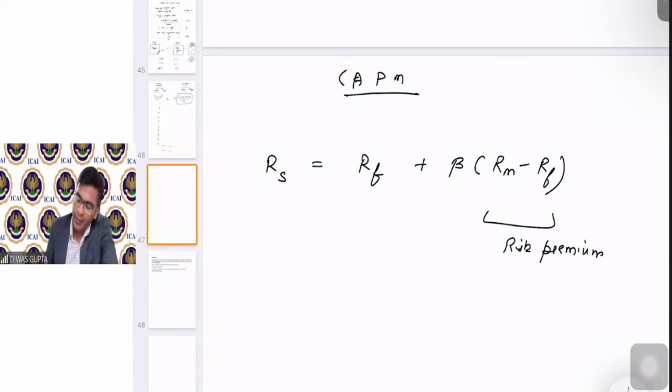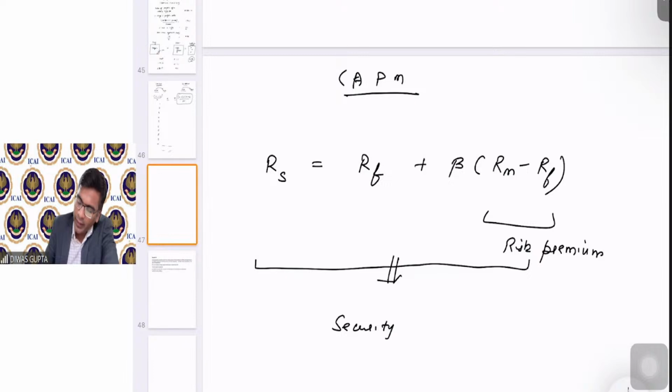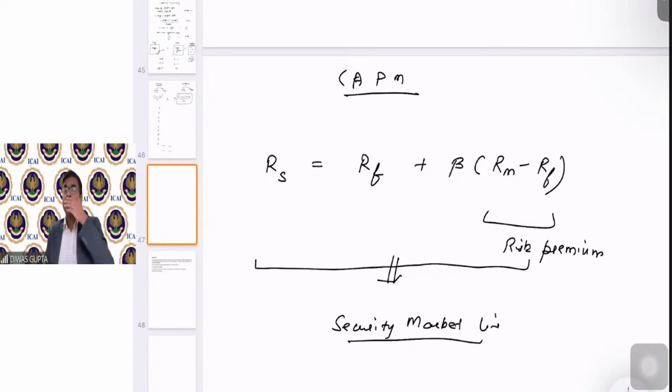Now, the graphical representation of this, if you plot it in a graph, we will also cover once we do Sharpe, Treynor, and Jensen's Alpha. So there are three portfolio evaluation techniques which we will cover today. The graphical representation of all this is called the security market line. So if in a question the security market line is given, just think they're talking about CAPM, the capital asset pricing model.